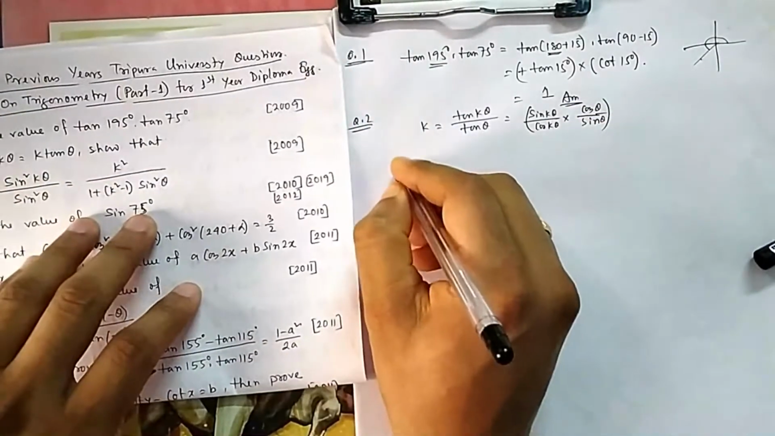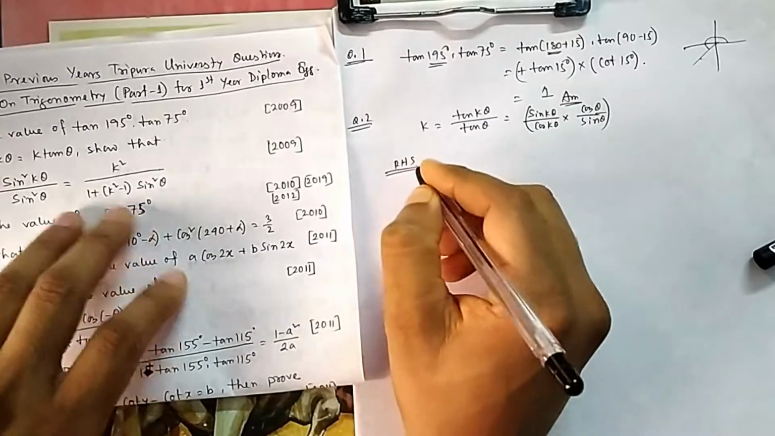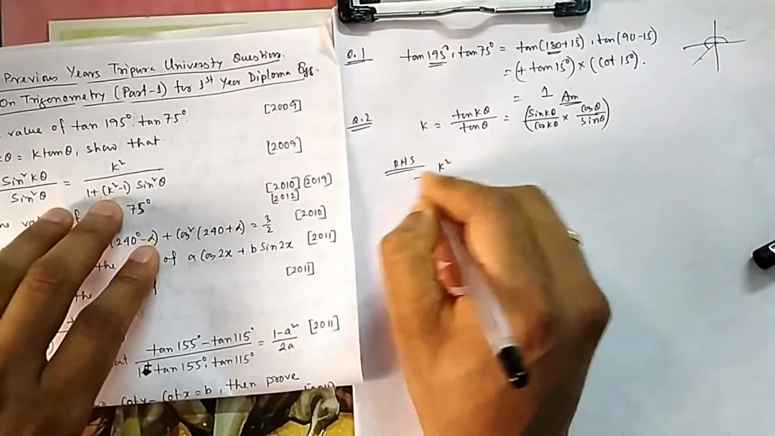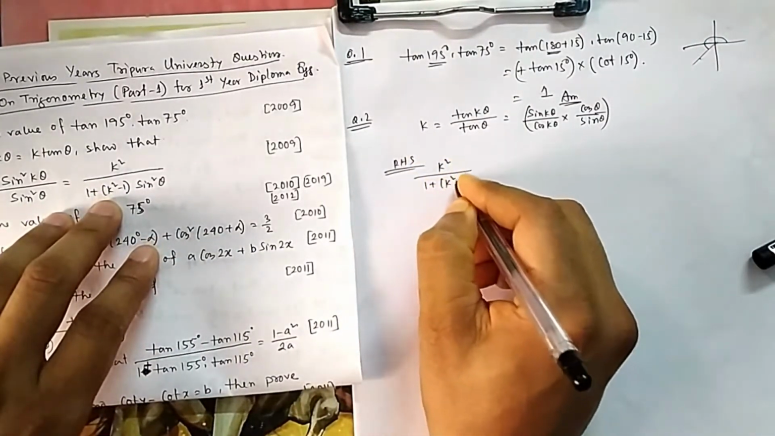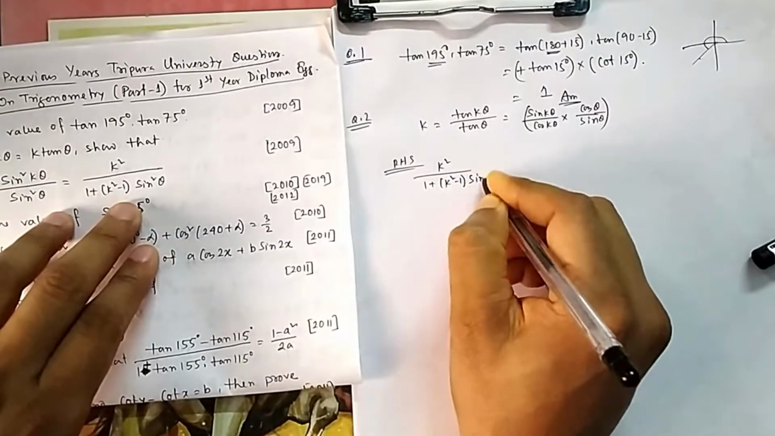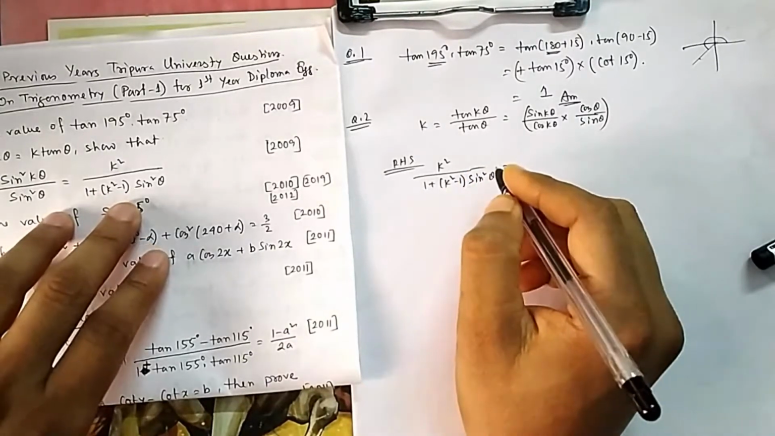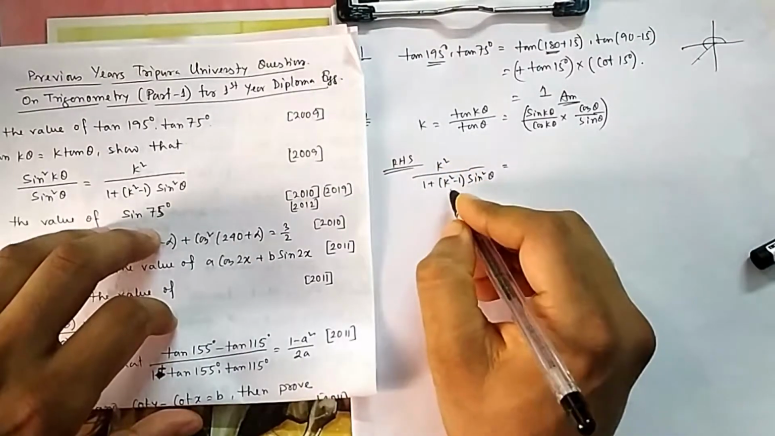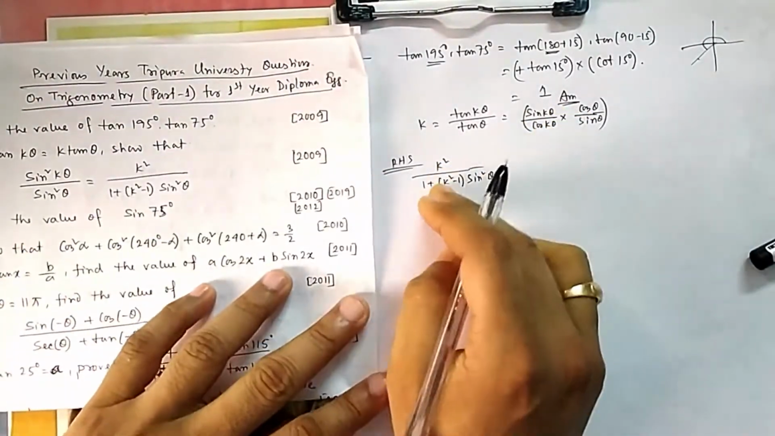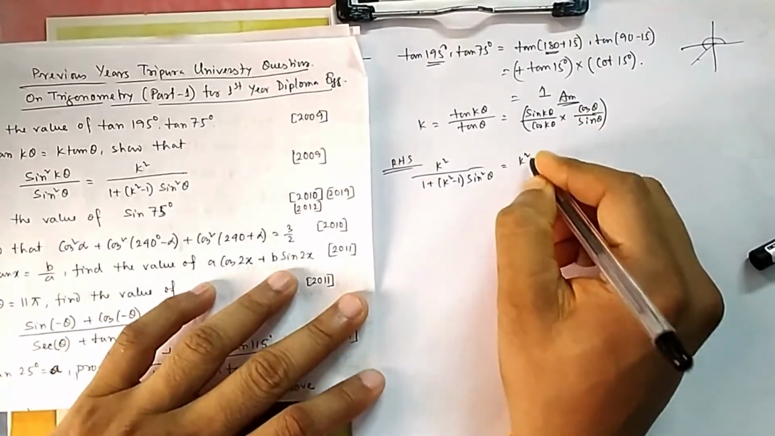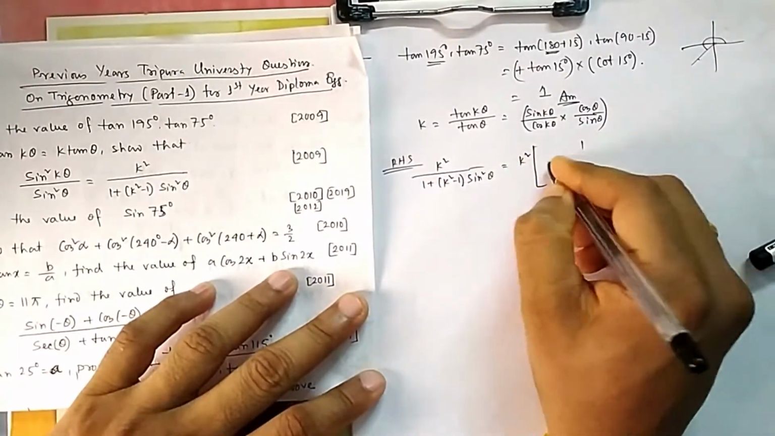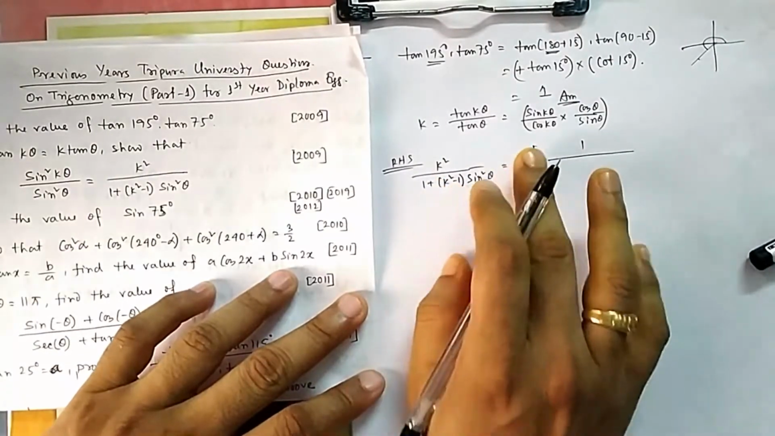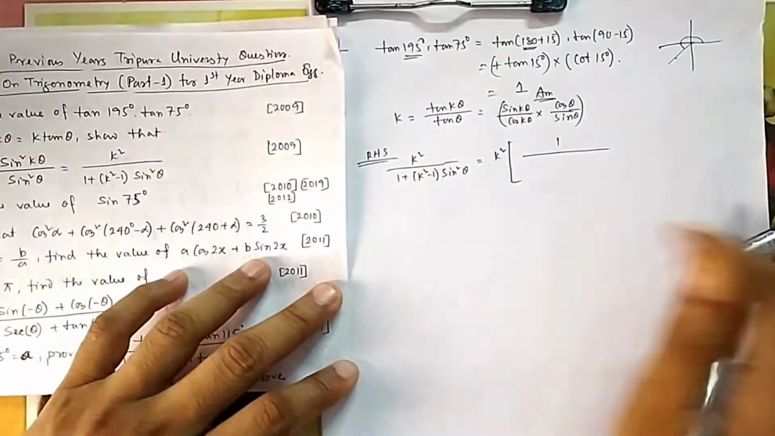Now in the right hand side, what is your right hand side? k square by 1 plus k square minus 1 sin square theta. So if I put it there, let me put first the k square, because if I put everything here, it can look clumsy. So let me put first this one. Let me keep it as it is. Let me see what happens.